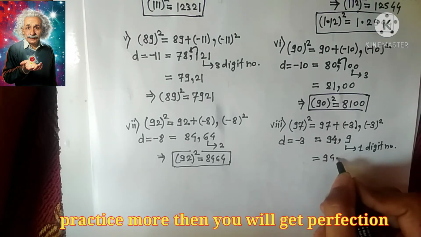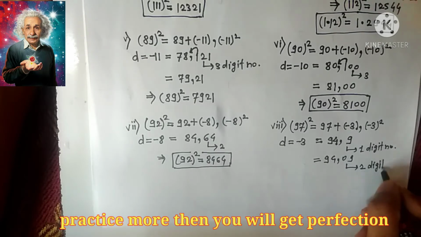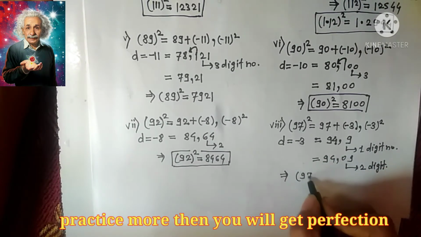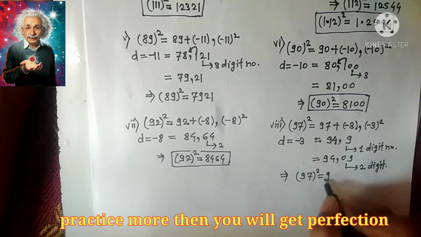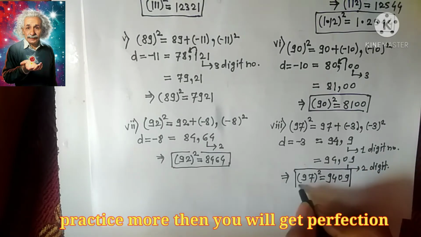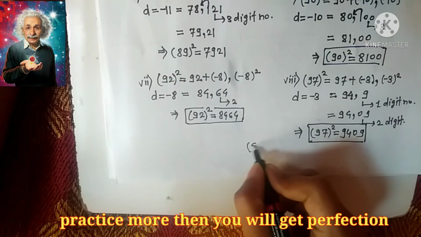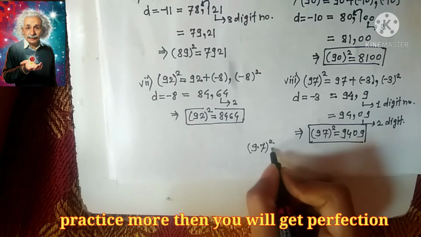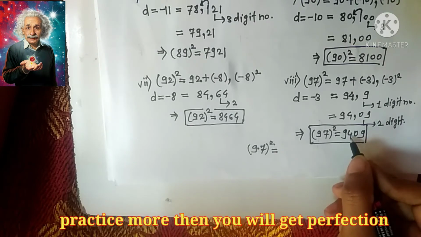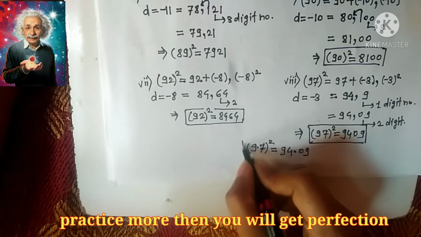So 94 comma 09, and this is a 2-digit number. So finally we get the square of 97 as 9409, and this is the correct answer. From this you can also find the square of 9.7. We write the decimal point after 2 digits from the right side. So we get 94.09 as the correct answer.